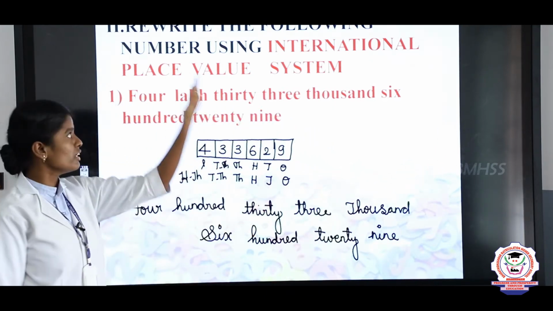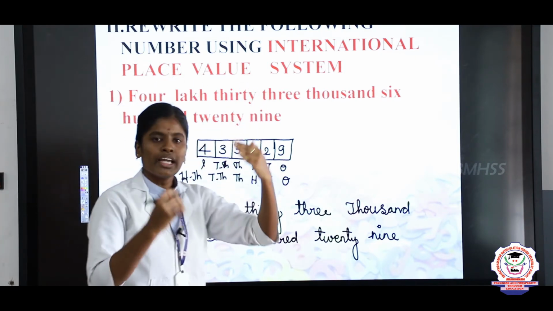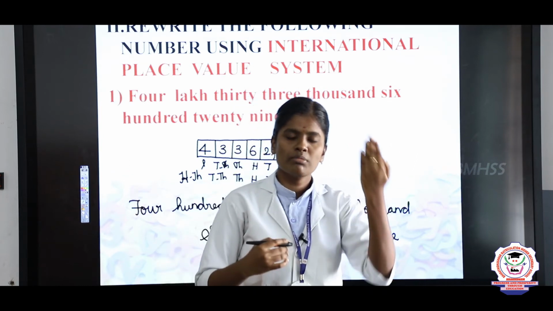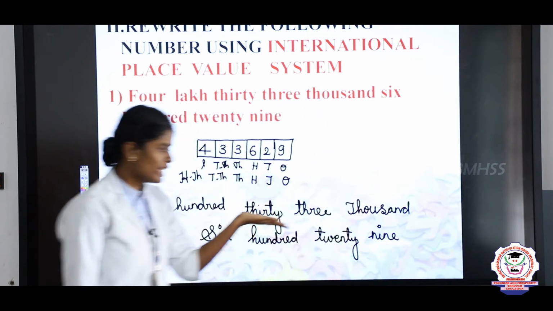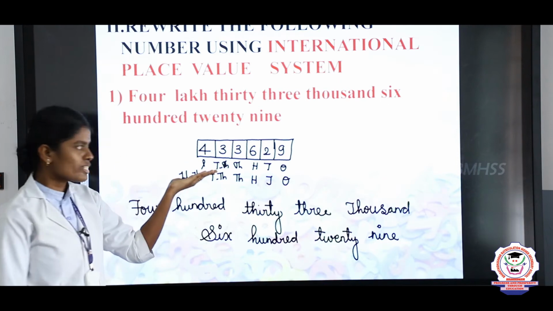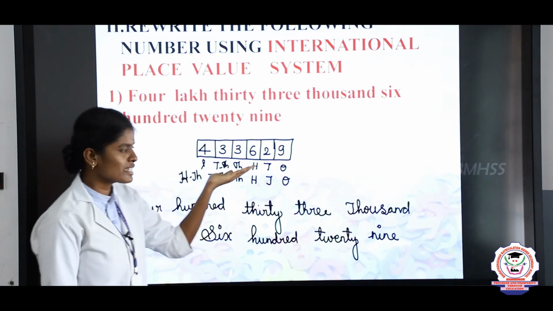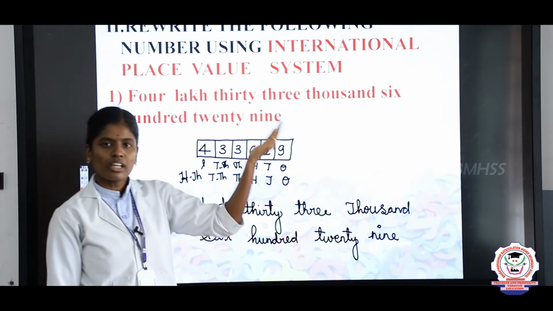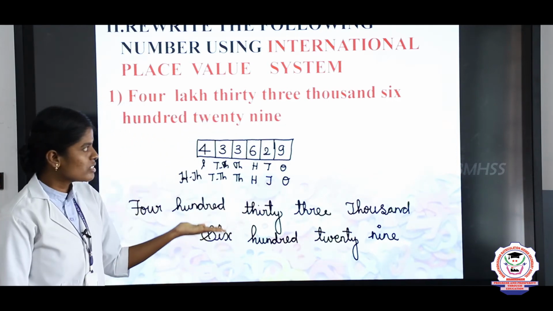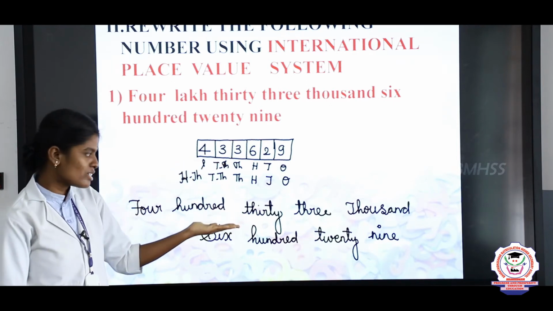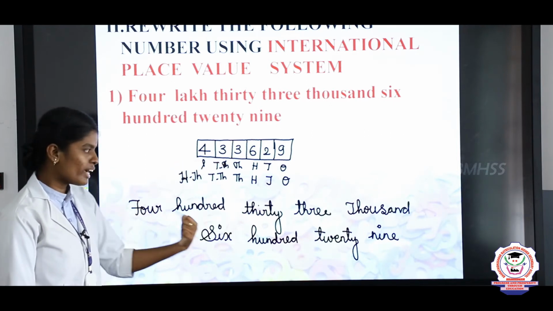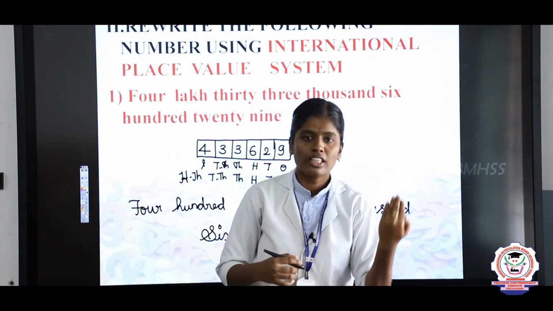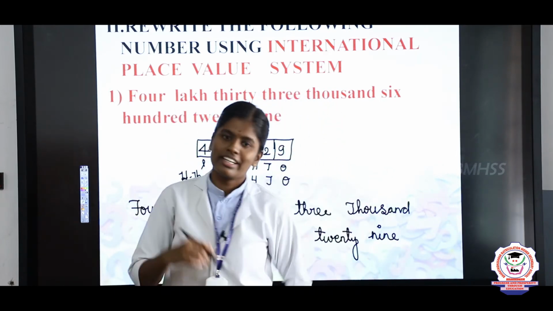Listen children, the question is: rewrite the following number using the international place value chart. They have given the Indian place value system; insert it into the international place value chart, then write the number's name. So what is the number? 4,33,629. The answer in the international place value system is 433,629.